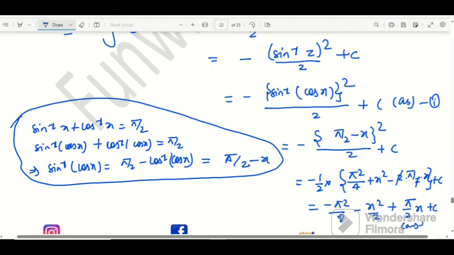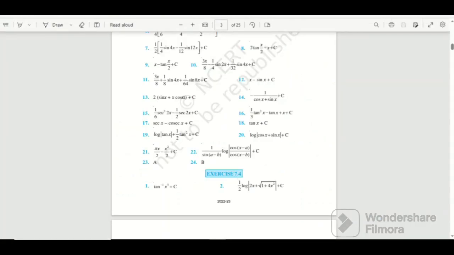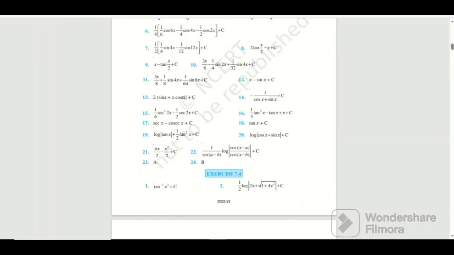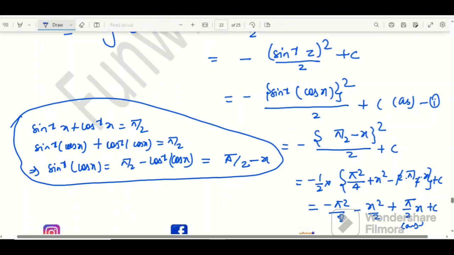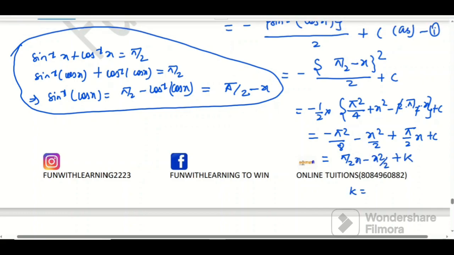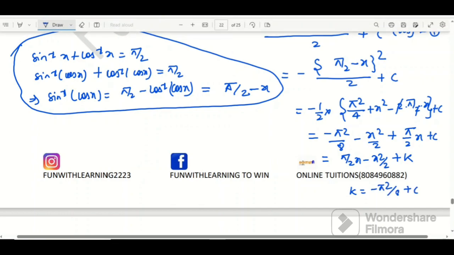We can check the answer now. Minus pi square upon 8, minus x square by 2 plus c. Pi x by 2 minus x square by 2 plus c. And this is a constant only, so we can replace this by some new constant. I can write this equal to pi by 2 x minus x square by 2 plus some constant k, where k is equal to minus pi square upon 8 plus c. So this is our answer.